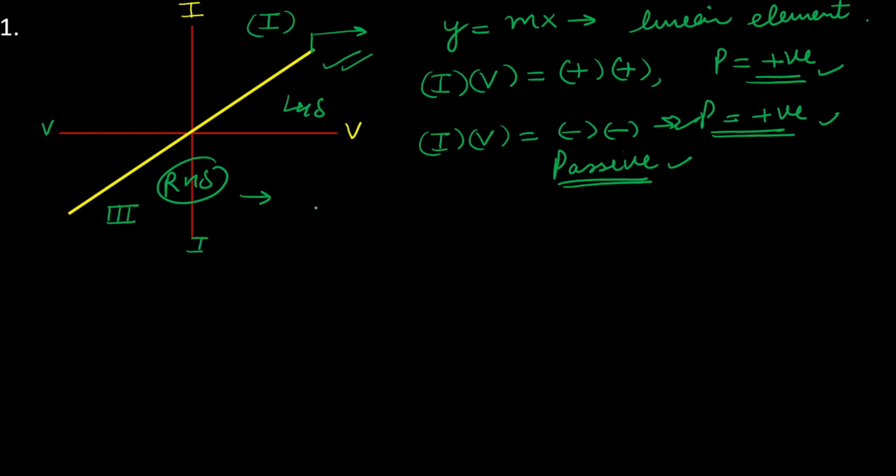The third one: since the left hand side and the right hand side are symmetric and are following mirror symmetry, we can say that this particular element is a bilateral element. So we can clearly see this particular element is linear, passive and bilateral.